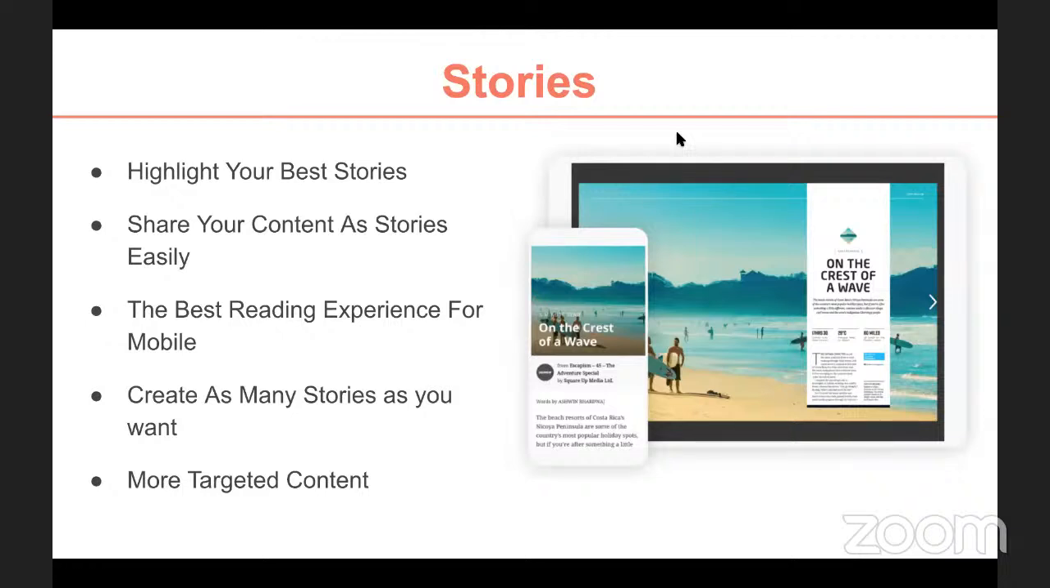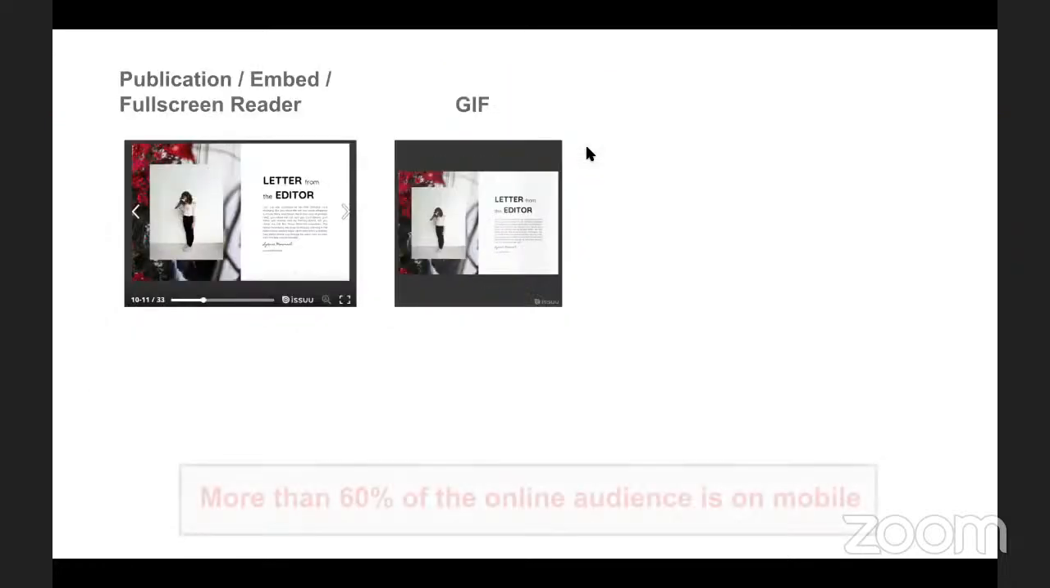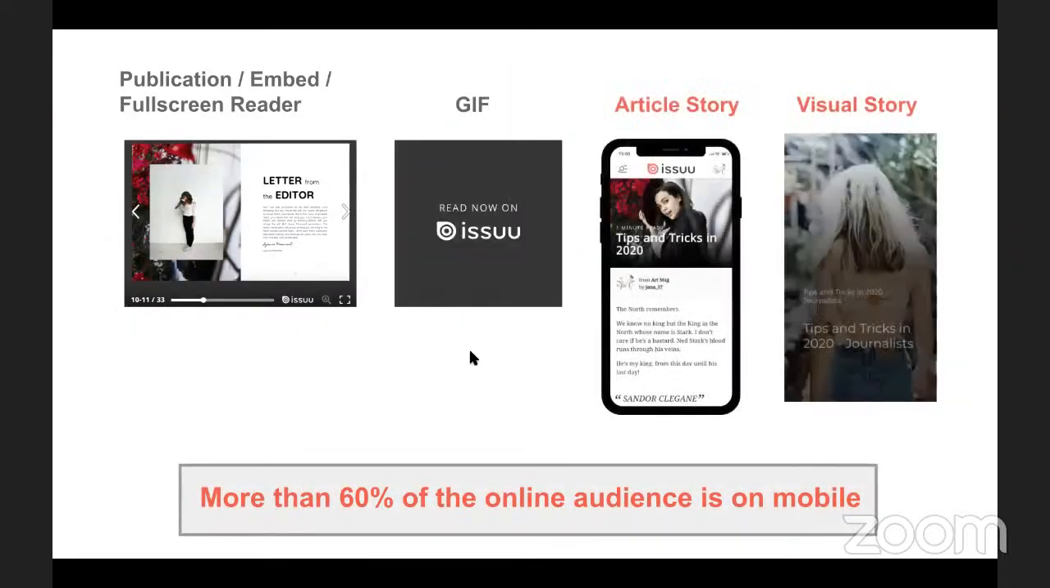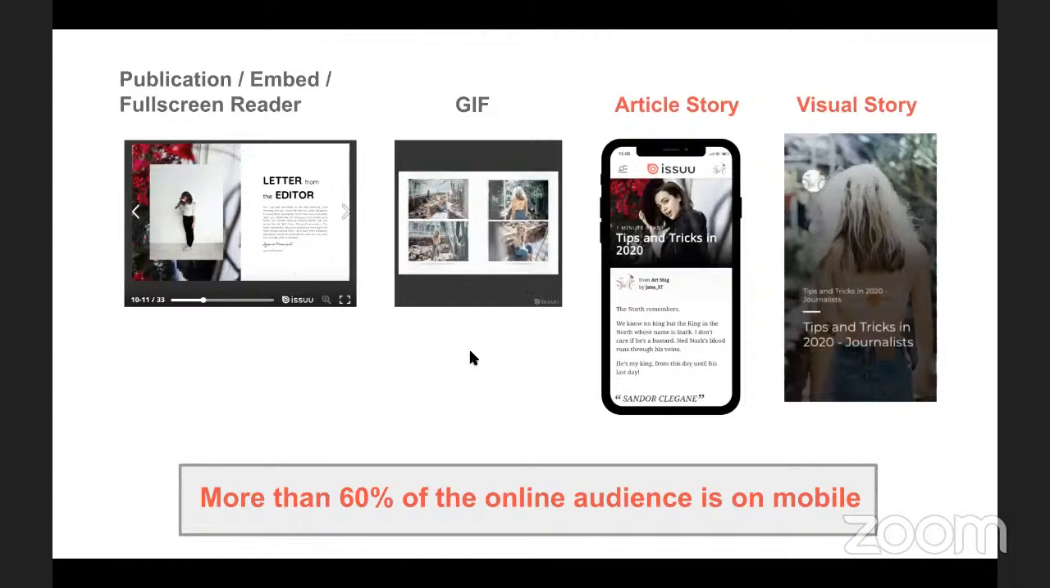Okay, so just a little bit about stories. Stories are a great way for you to highlight specific pieces within your long-form content and bring them out into smaller content pieces. This is a great way to translate something that would probably be better read on a desktop to a mobile phone. Within the Issuu system, you can create as many stories as you want, and it's a great way to create more targeted content for your readers to view.